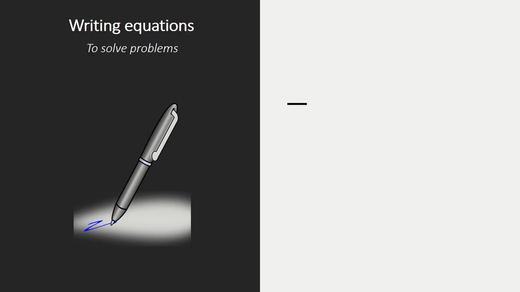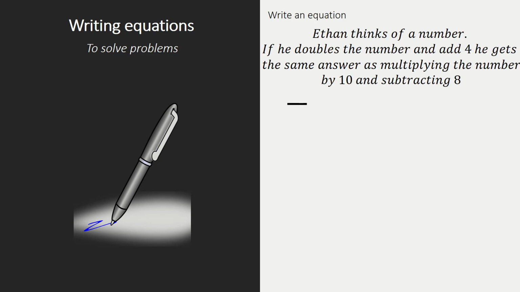Alright, so when we have a look at writing equations, we can solve and write equations when we want to solve problems. For instance, this one. Ethan thinks of a number. If he doubles a number and adds 4, he gets the same answer as multiplying the number by 10 and subtracting 8. My advice is to always use highlighters. So get your markers out and start painting. Because we're going to start with the first sentence again. Ethan thinks of a number.